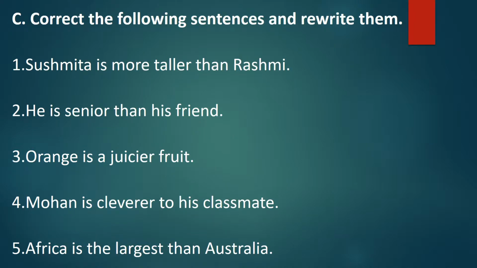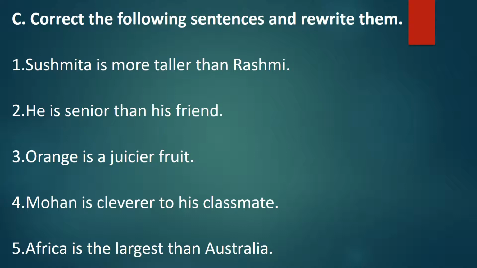So class, in this exercise, you all have to correct the following sentences and rewrite them. So the first sentence is, Shushmita is more taller than Rashmi. We are comparing the two things. So comparative degree will come, not the superlative degree of the adjective. So the correct sentence is, Shushmita is taller than Rashmi.